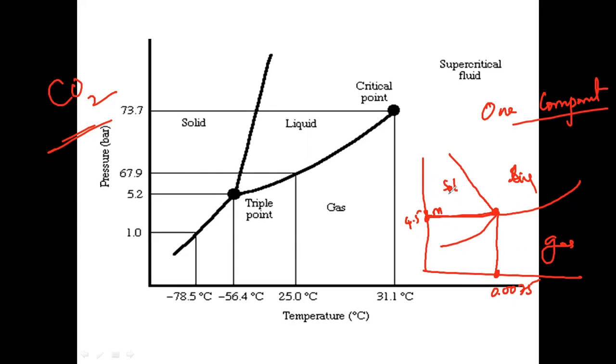I don't want to tell you much about this CO2 phase diagram, but you must understand one thing here. Here also there is a triple point, and the temperature is minus 56.4 degrees Celsius, and the pressure is 5.2 bar. This is also very, very important. This particular graph indicates the triple point. It is exactly similar to water.